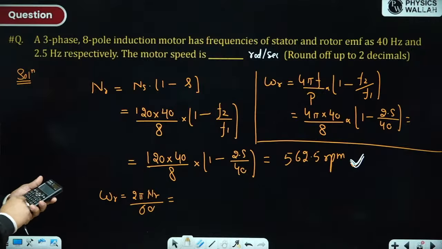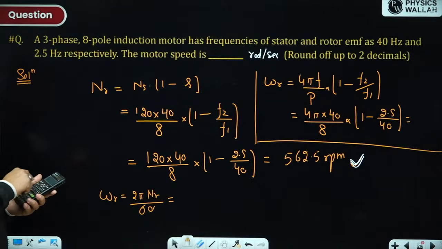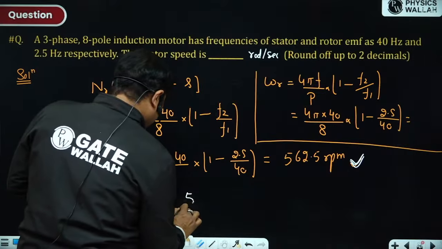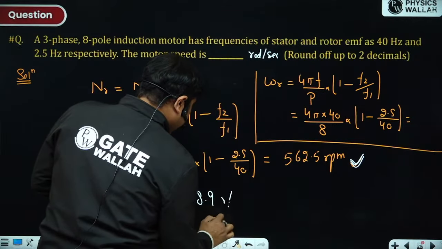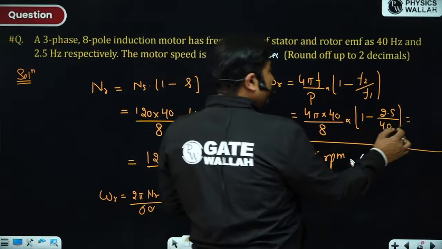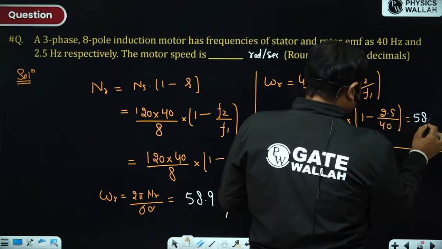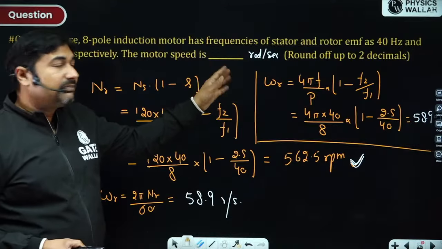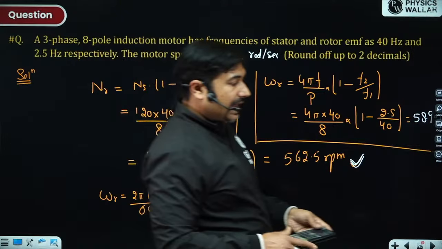How many of you are able to understand up to this part? 4 pi f by P into (1 - f2/f1), 58.9 radian per second. So if it is in radian per second, you have to remember this. Okay, I have created this for radian per second, but maybe there would be a typing mistake.